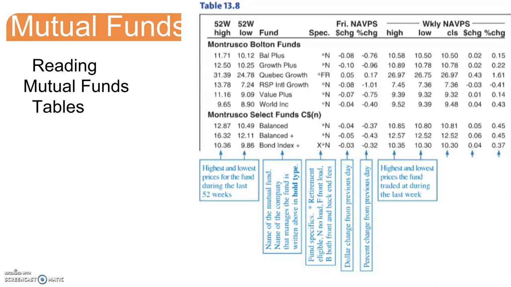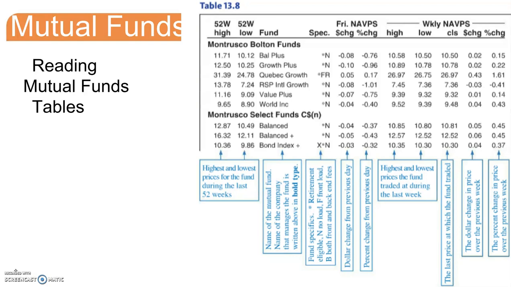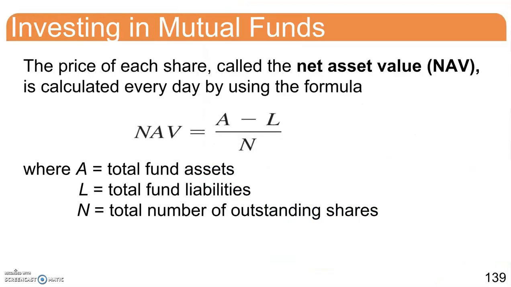And so that's from before versus weekly. You have your high and low, which is the highest and lowest the fund traded during the last week. Then what it closed at the last time that the fund was traded. And then you have your dollar change in price over the week as well as the percent change over the week. Okay, so jot all those down and then we'll move on.